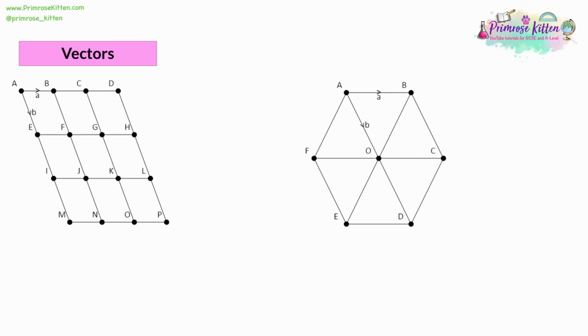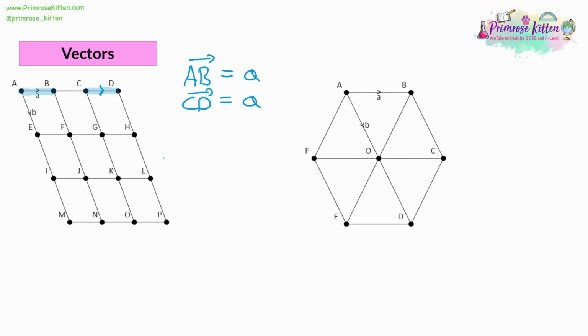So on the first diagram, we can go from A to B, and we can see it's labeled vector A. So we have two A's there. The capital letters are the points, the coordinates, the positions, the vertices, whatever you want to call them. And the lowercase a is the vector. So we can say the vector from A to B is equal to a. Now, the thing with vectors is they're not limited to particular positions. So, for example, from C to D, you'll notice that's the same length and the same direction as A to B. So we can say C to D is also equal to a.